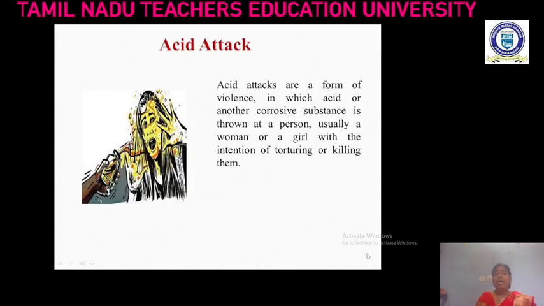Acid attack. Acid attacks are a form of violence in which acid or another corrosive substance is thrown at a person, usually a woman or a girl, with the intention of torturing or killing them. Most survivors of acid attacks are women and girls. The most common reasons for attacking girls are the refusal of marriage or denying sex. Acid attacks permanently scar the survivor.